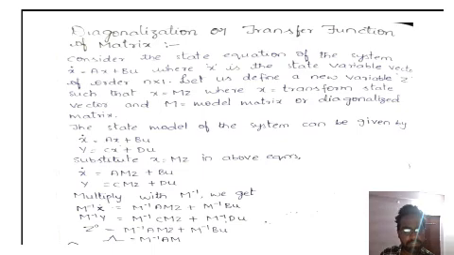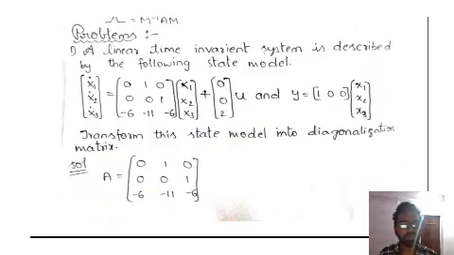There x is replaced by Mz, right? And here M inverse x dot equal to M inverse AMz plus M inverse Bu, and then y equal to CMz plus Du. Here z dot equal to M inverse AMz plus M inverse Bu. And here is the problem of non-repeated roots.